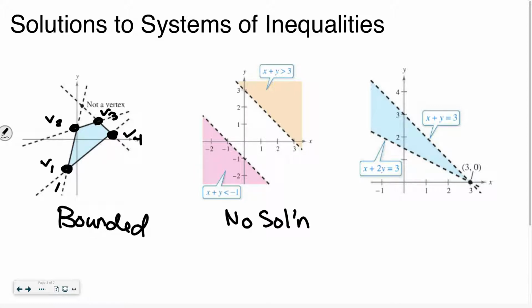What is the second one? No solution. There's no overlap. The orange is shading above, the pink is shading below, and they're never going to cross. The two lines are parallel. So solution is overlap.